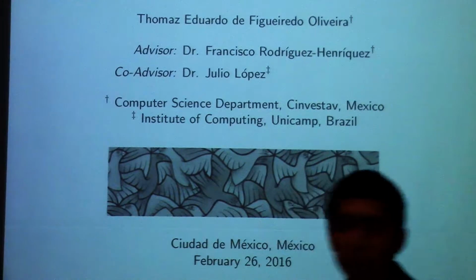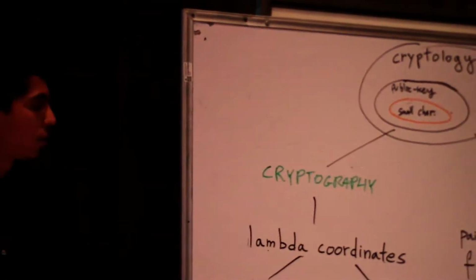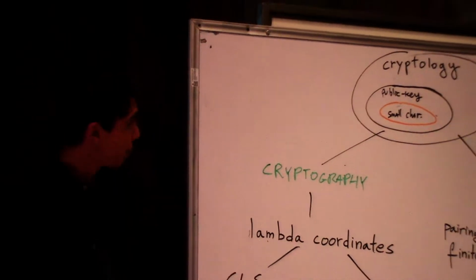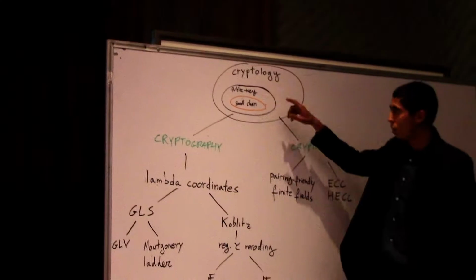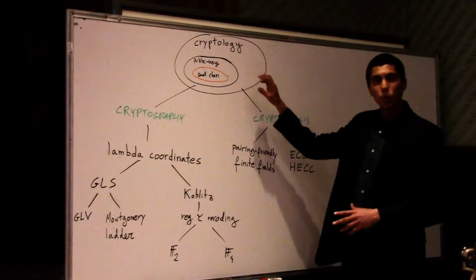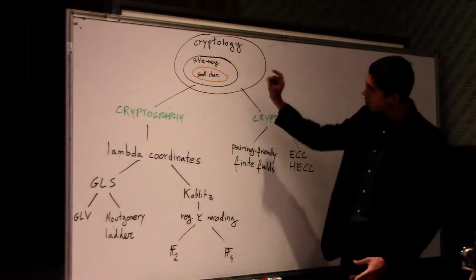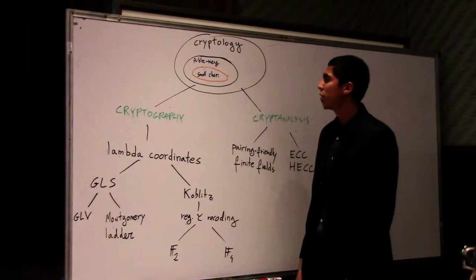So before starting this presentation, I'll give you some glimpse about what our work is about. Here we have cryptology, which is the science of secret communication. We took a small area of cryptology called public key cryptology, and inside this group we took a smaller area, which is the small characteristic fields.